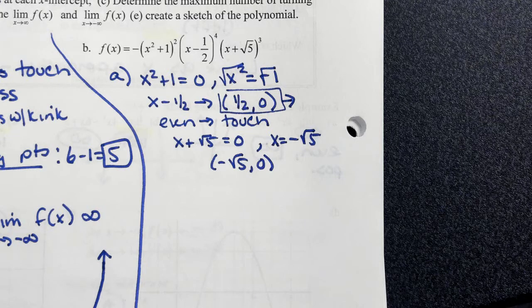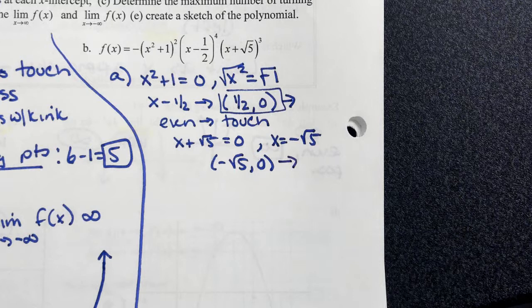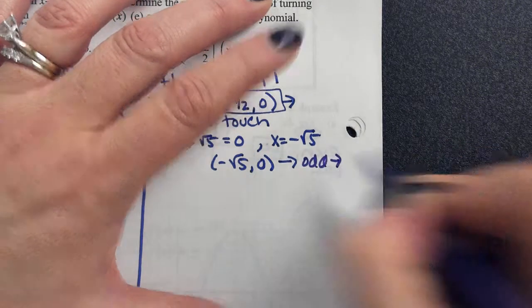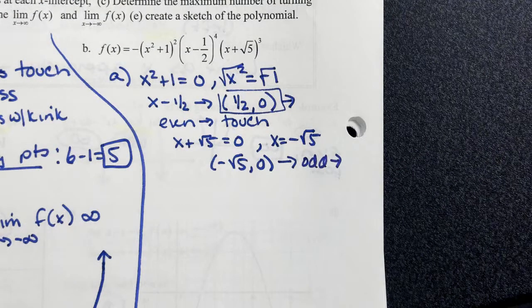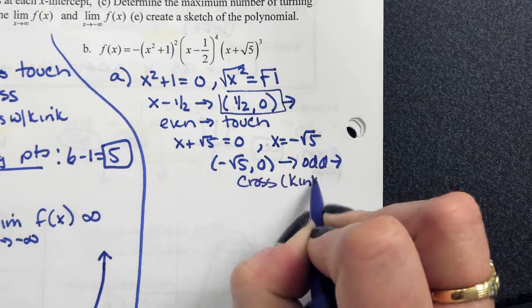Okay? What's your multiplicity that's happening? Is it odd or even at negative square root 5, 0? Odd. So what's going to happen? Is it going to cross or is it going to touch? Cross. And it crosses with that kink in the graph.